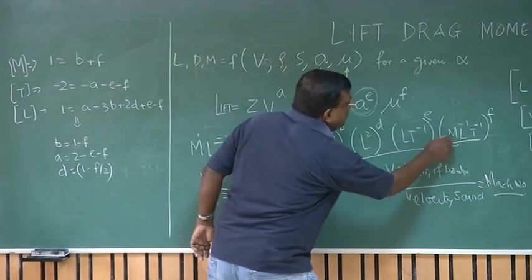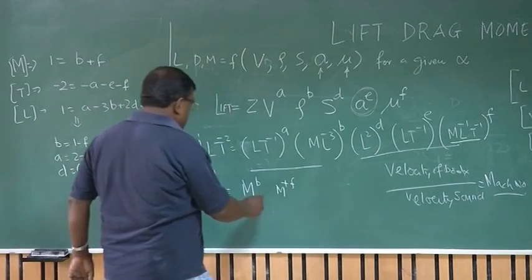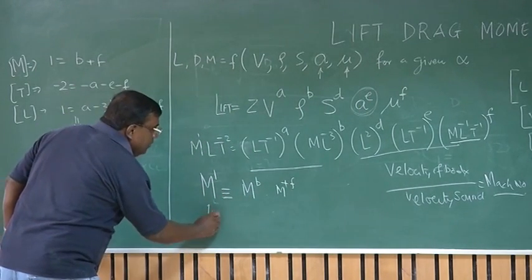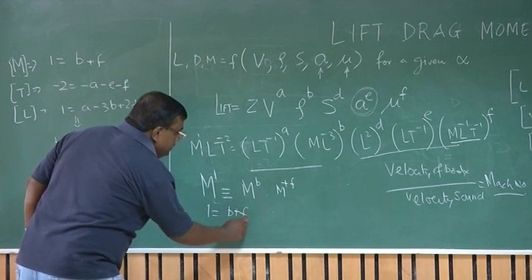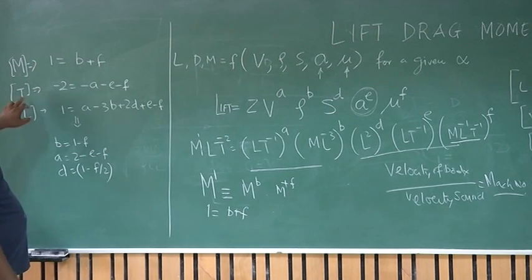Okay, this is M plus F. So I write 1 equal to B plus F. Similarly, I do for T. Again, let us check for T.